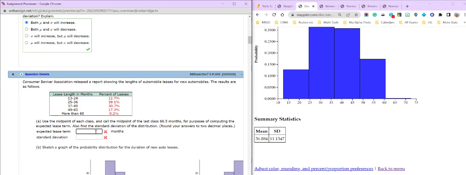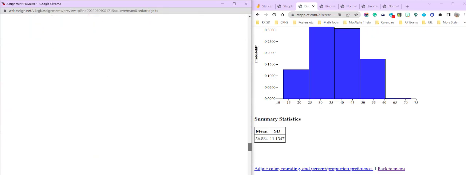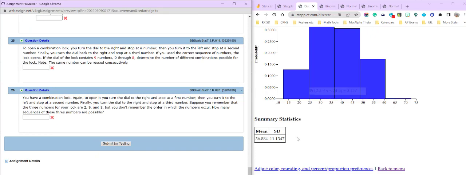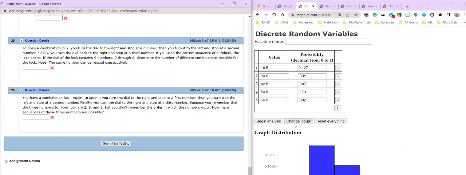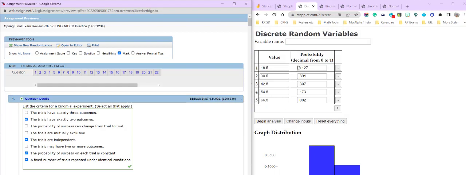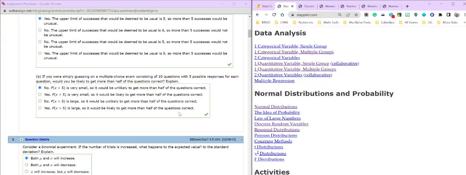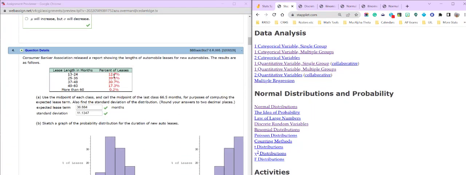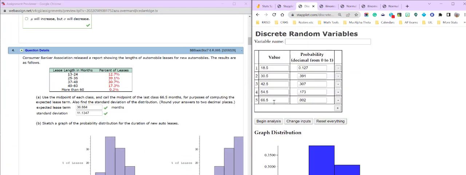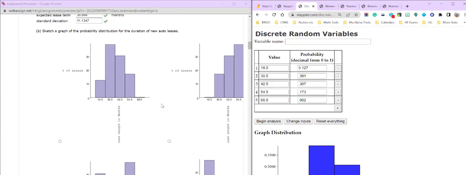So I can say 36.884. Hopefully it won't ding me since I did 3 decimals. And then the standard deviation is 11.1347. So I just get them from the summary statistics on the bottom. So the main idea is you set up your table. The Staplet you want is this one right here, discrete random variables, when it gives you a table like that, okay? So you will end up setting up this table with all the midpoints, and you put in all the probabilities. Okay, then they said sketch a graph.